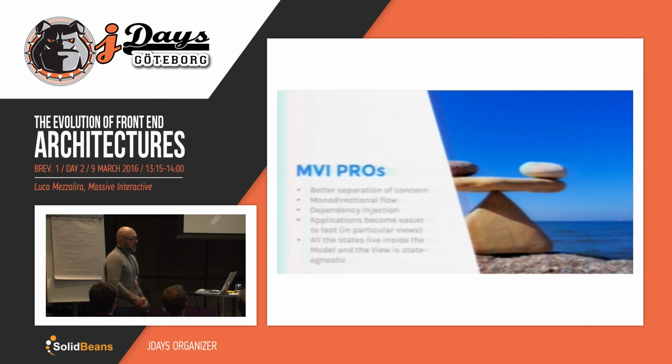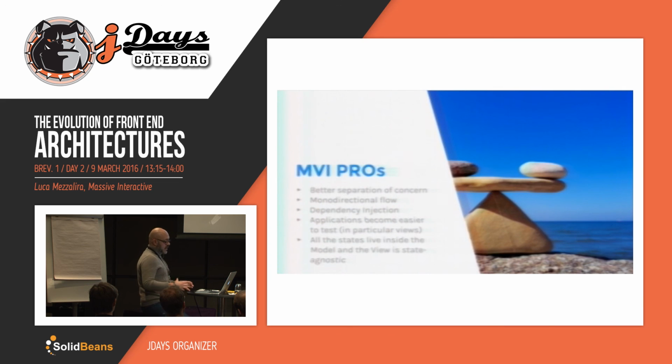So the pro in this case is better separation of concerns, definitely. There is a monodirectional flow, like we discussed regarding Flux. Everything is handled by dependency injection, so you can easily test your stuff. The application becomes easier to test, in particular the views. That is one of the problems quite often: lazy developers say they don't have time to test the view, but it's not completely true. There is a way and there is a time, particularly if you work with React and RxJS. There are nice testing utilities built into the library.